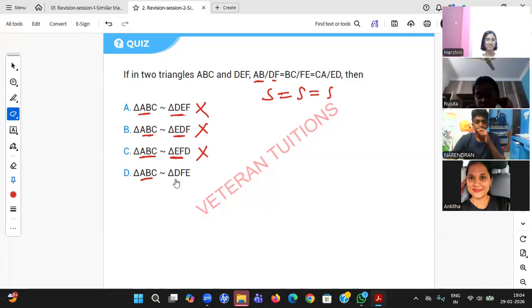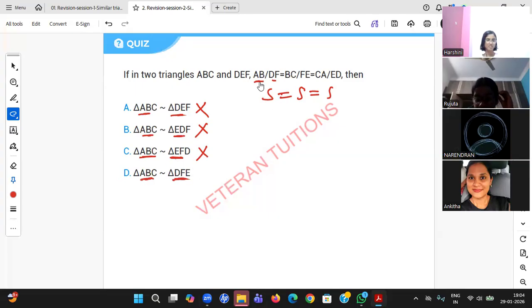AB means DF is there. But please don't stop with this. After you get it, go for the second one. BC means FE. CA means ED. Yes, absolutely, this is the right answer. Yes, Mega, right answer.